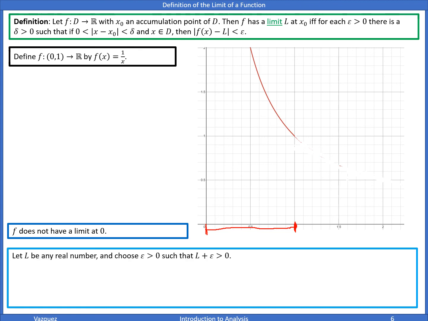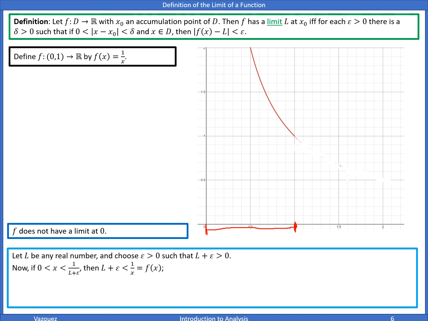Okay, so we're going to let L be any real number. Choose epsilon greater than 0. And the way we're going to choose epsilon is in a way such that L plus epsilon is greater than 0. That's going to come in handy later. And again, it's not just coming from divine inspiration, but it'll make things work. So that's why sometimes we have to work backwards.